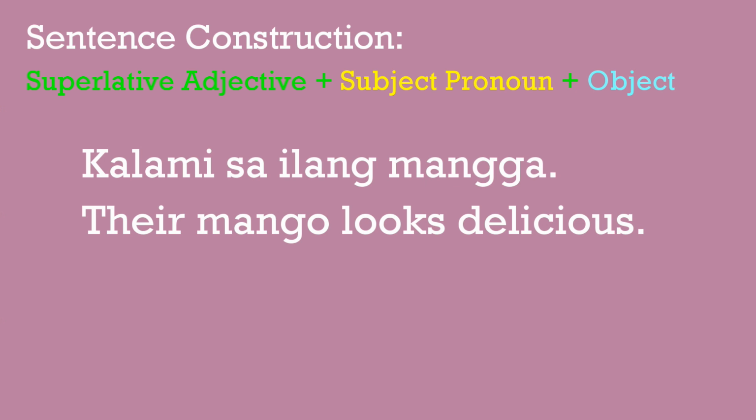Kalami silang mangga. Okay, our sentence construction here is we put the superlative adjective, or the adjective, at the beginning of the sentence, followed by the subject pronoun, and then followed by the object. So normally we put the adjective at the beginning of the sentence. Okay, so here we have kalami sa ilang mangga. Their mango looks delicious. So this one is sort of like my expression. The first time I saw their mangoes, I found their mangoes looked yummy. Okay, they have nice mangoes.